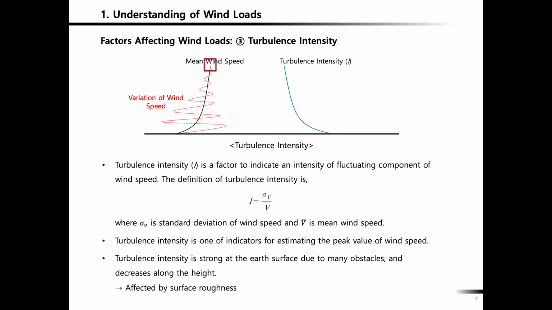Turbulence intensity is strong, as I said. Even though mean is smaller, standard deviation is large. This is small, this is large, so the intensity is very large compared with that higher location. And why? Because you have many obstacles. Sometimes it's obstructed by nearby buildings, forest, but then sometimes it's not. So then you have a large variation.